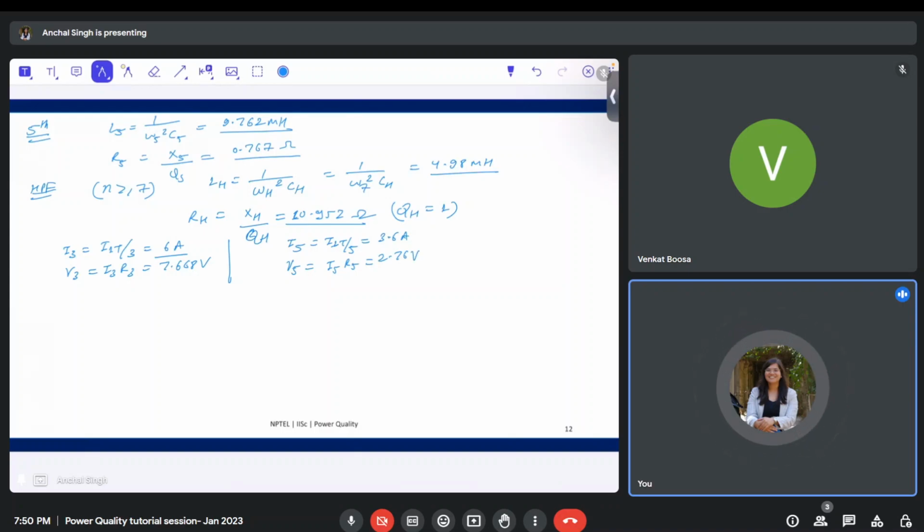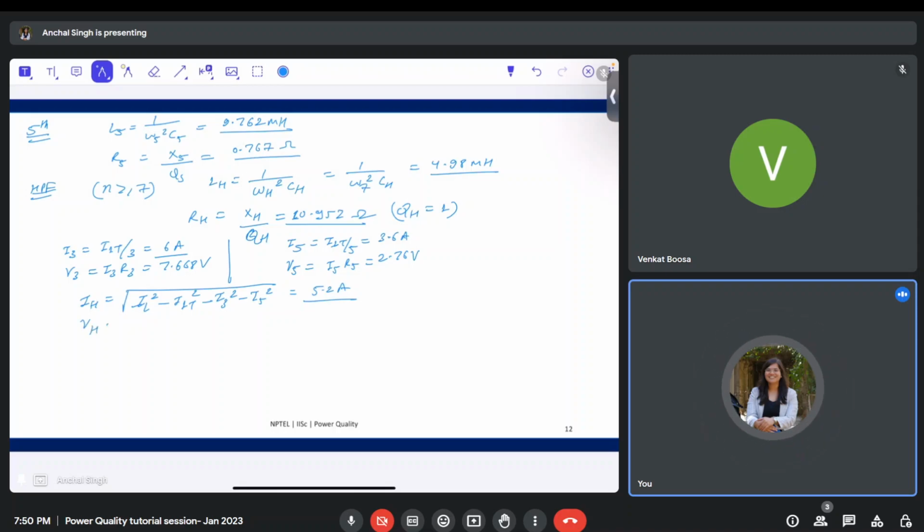And using that, we can calculate IH, that is the harmonic current that is going to go into the high pass filter, which is equal to under root of I load square minus I1t square minus I3 square minus I5 square. So this current will be equal to 5.2 amperes.